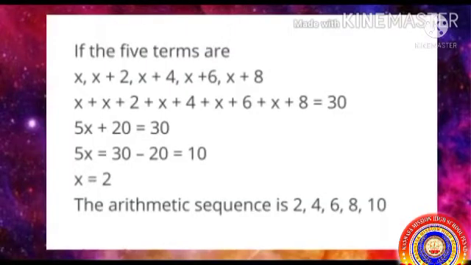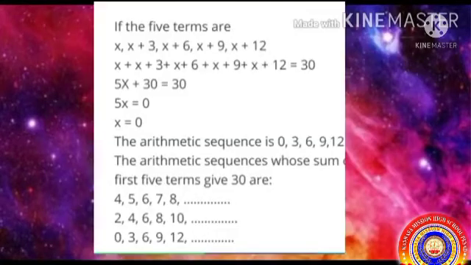To find the second arithmetic sequence, we take the first 5 terms as x, x plus 2, x plus 4, x plus 6, x plus 8. Next, we take the sum of all these numbers, which is x plus (x plus 2) plus (x plus 4) plus (x plus 6) plus (x plus 8) equal to 30. 5x plus 20 equal to 30. 5x equal to 30 minus 20, 10. Therefore, x equal to 10 by 5, 2. Therefore, the arithmetic sequence is 2, 4, 6, 8, 10, etc.